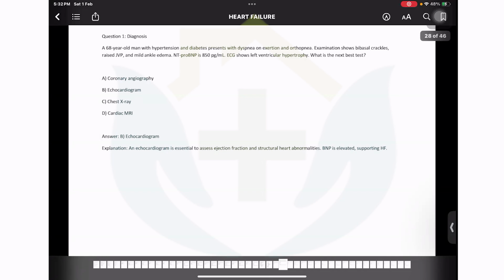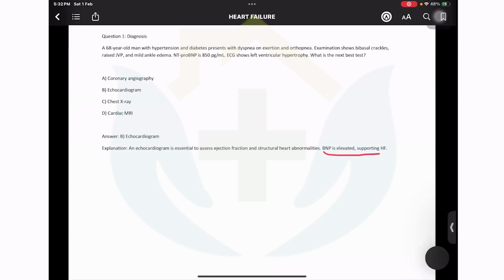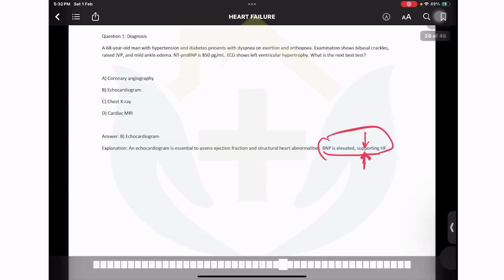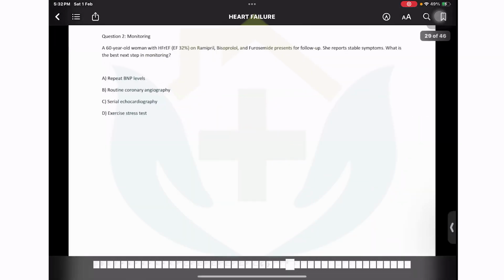BNP is elevated. See, so beautifully written. What is written? It is just supporting heart failure. It is not diagnosing heart failure. So the diagnosis of heart failure will be done on echocardiogram. Yes, that's what I asked, the gold standard. So that is why it is so important to get an echocardiogram done whenever you're suspecting a patient to have this thing.